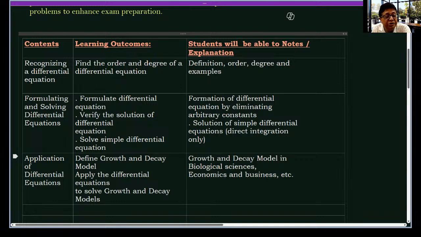Apply the differential equations to solve growth and decay models. In this, students will be able to do sums based on this growth and decay model in biological sciences, economics and business, etc. We will start the session.